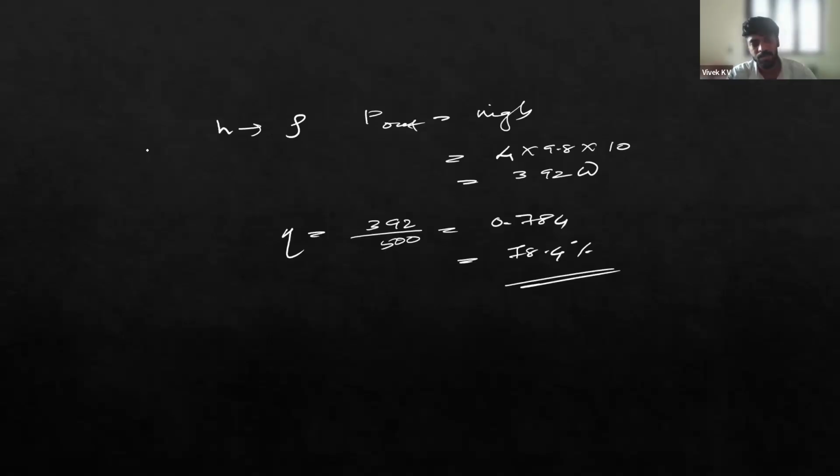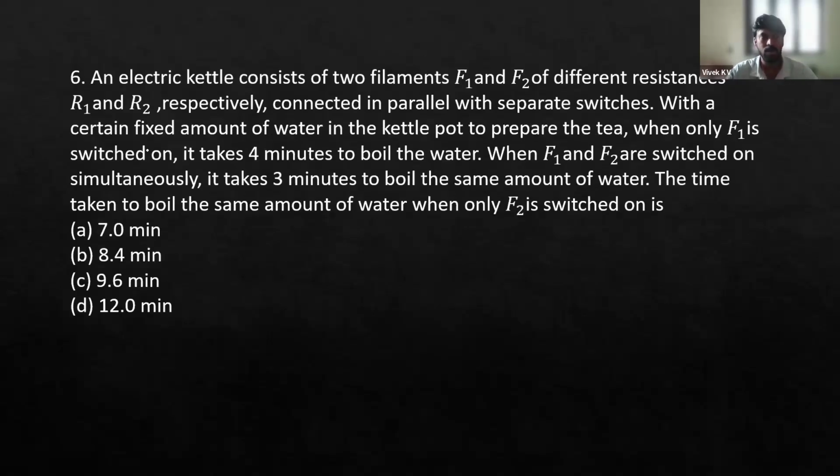Okay, now moving on to our next question. An electric kettle consists of two filaments, F1 and F2, of different resistances R1 and R2 connected in parallel with separate switches, with a certain fixed amount of water in the kettle pot to prepare tea. When only F1 is switched on, it takes 4 minutes to boil the water. When F1 and F2 are switched on simultaneously, it takes 3 minutes to boil the same amount of water. What is the time taken to boil the same amount of water when only F2 is switched on?